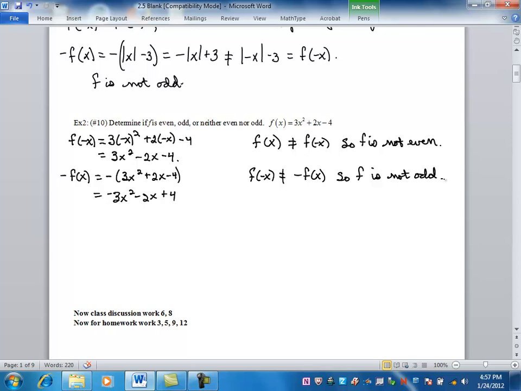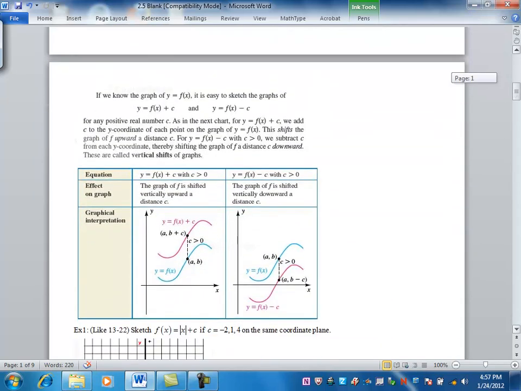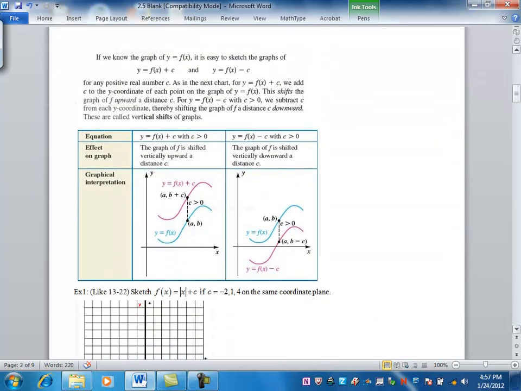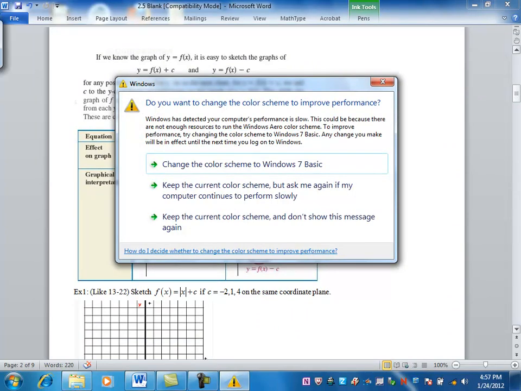I'll give you a chance to try a couple of these with discussion problems 6 and 8, and then you can see we've got 3 problems there to work for homework. Well, let's take a look now at graphs of functions.